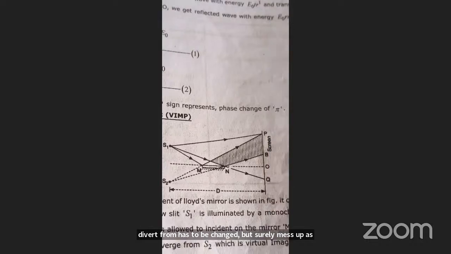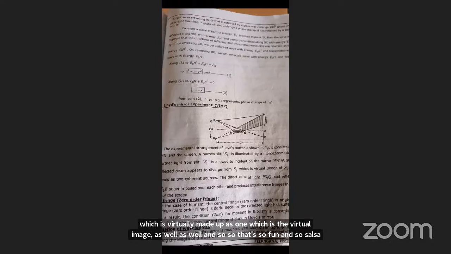The reflected beam appears to diverge from S2, which is the virtual image of S1. Thus S1 and S2 serve as two coherent sources. Two coherent sources means the waves emitted and reflected superimpose on each other, and we get the interference pattern. Thus S1 and S2 serve as two coherent sources.